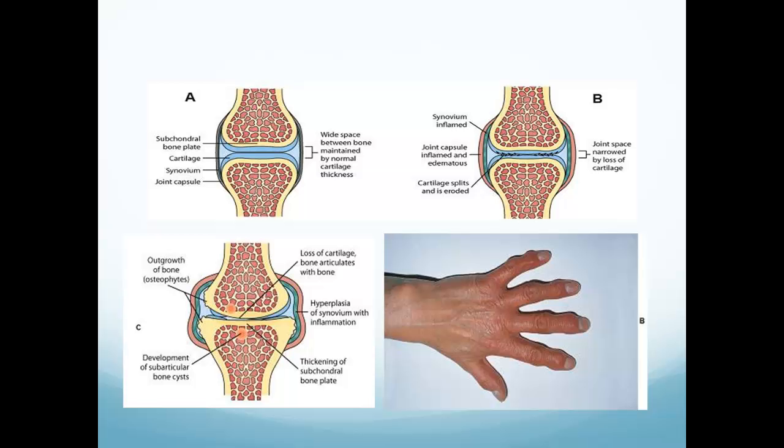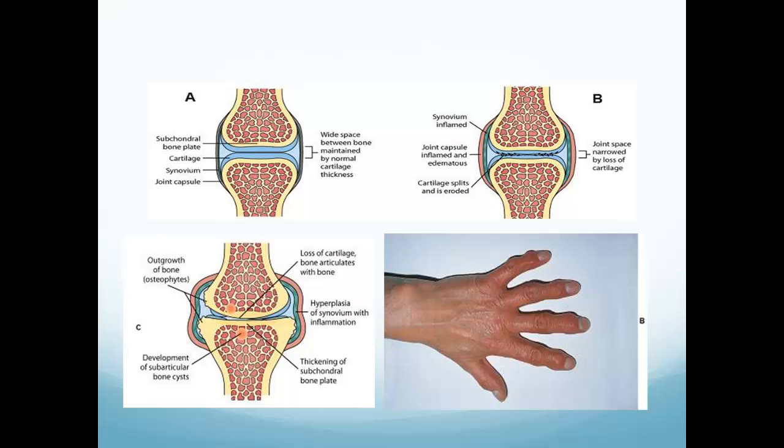Now, what this is showing here is the different phases and what happens in the process of developing osteoarthritis. Here we have the normal joint in letter A. You start to see the breakdown and narrowing of that joint in letter B as the cartilage is starting to break down. Then we get to letter C, and our cartilage is mostly lost at that point in time. That's going to start causing some inflammation in the joint area.